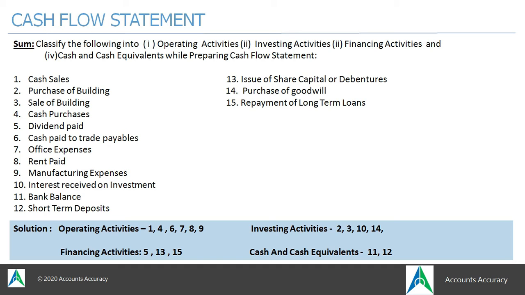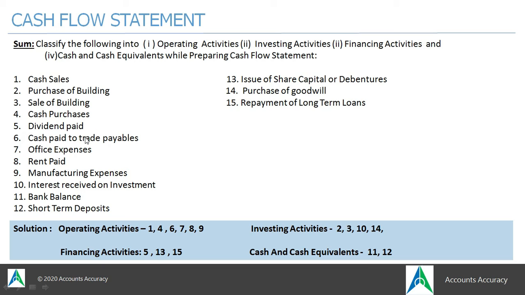So next comes your building, purchase of building. You can see here this is a fixed asset. All the fixed assets and investments come under investing activity. So this purchase of building will go in investing activity. Next is your sale of building. Again it's a fixed asset, so it will go in investing activity. Cash purchases, this is the purchase of raw material which is regarding goods, so it will come under operating activity.